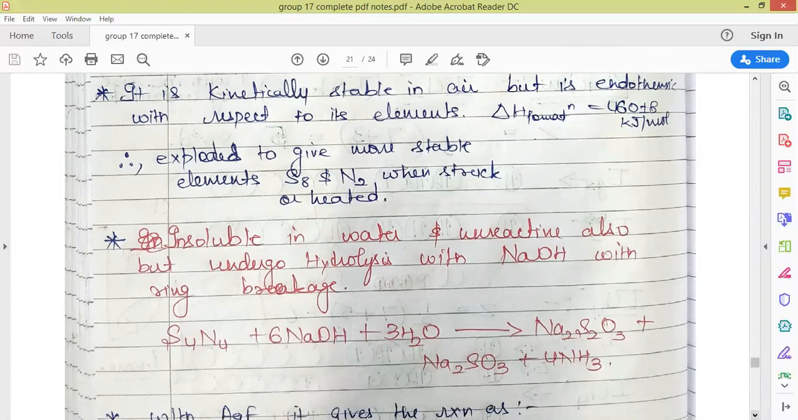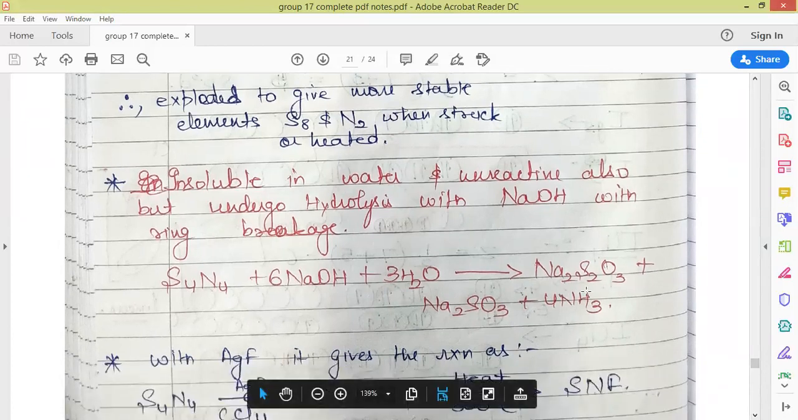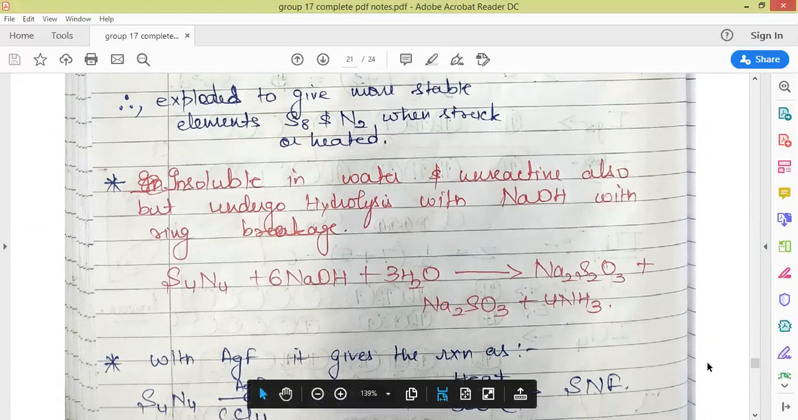It is insoluble in water and unreactive also, but it undergoes hydrolysis when it is reacted with an alkali, that is NaOH, with the breakage of ring. S4N4 reacts with alkali to produce sodium thiosulfate and sodium sulfite.